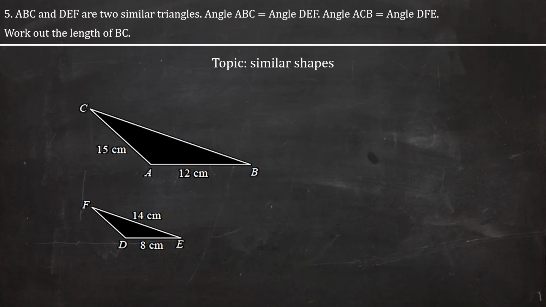Question 5, a similar shapes question. First we need to find the scale factor. So to find the scale factor, we take two corresponding sides and we divide the largest by the smallest, so 12 divided by 8, which is 1.5.